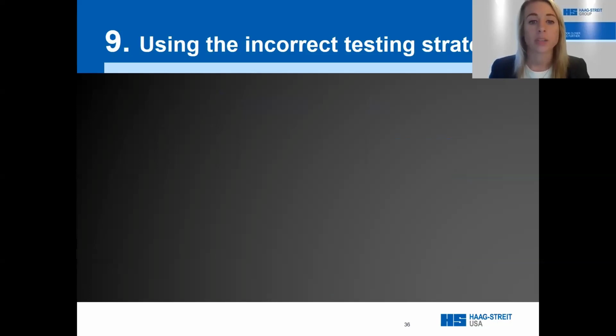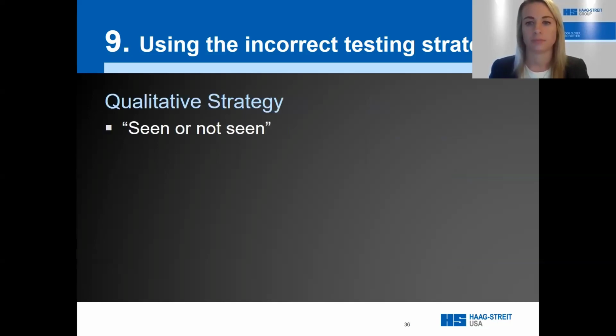Now that we've talked about patterns of testing, the natural next step is talking strategy of testing. How do we decide on the correct strategy? The goal with the strategy is similar to a pattern. Minimize test duration while maximizing clinically relevant information. There are 2 different types of strategies. Qualitative will simply determine whether a stimulus is seen or not seen.